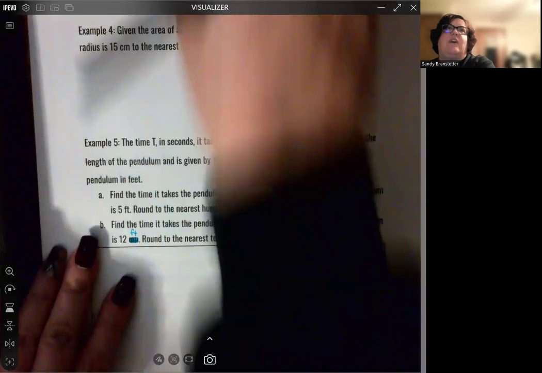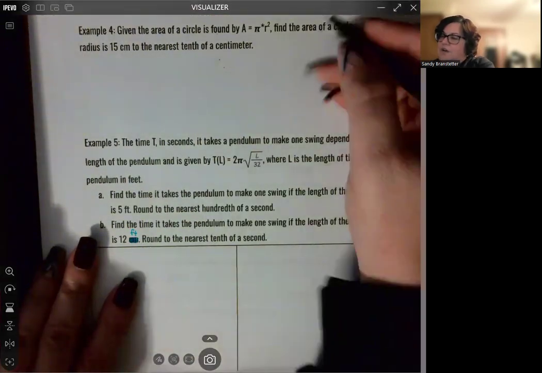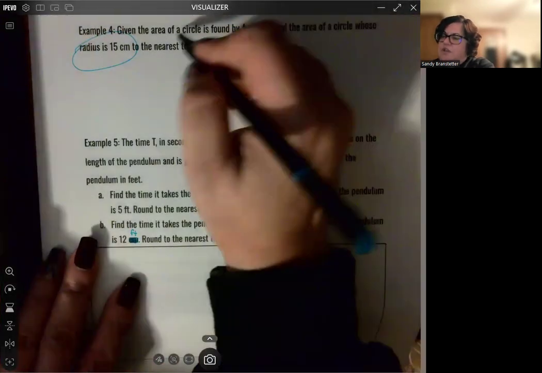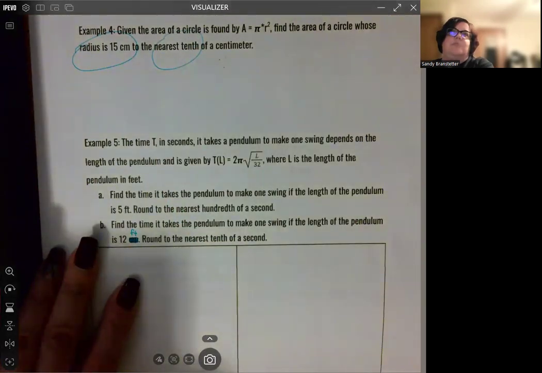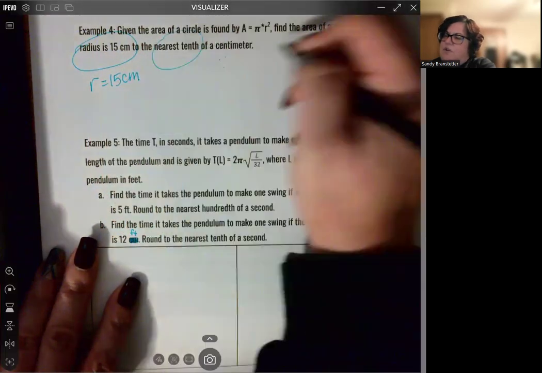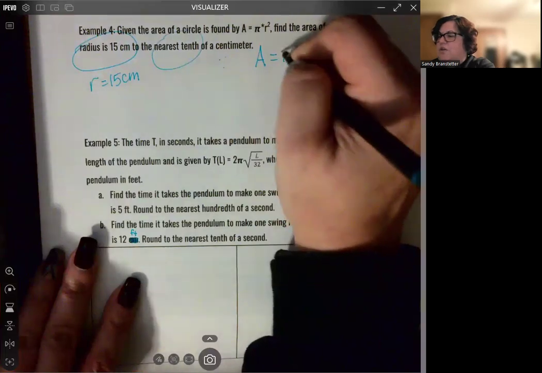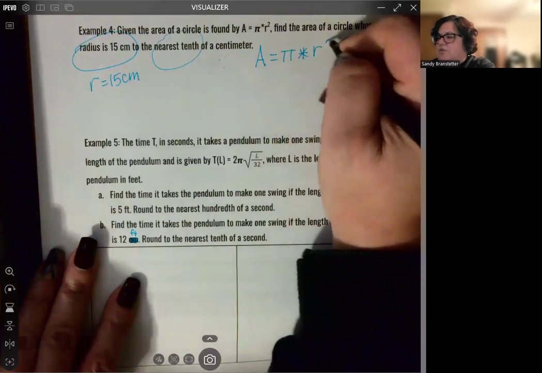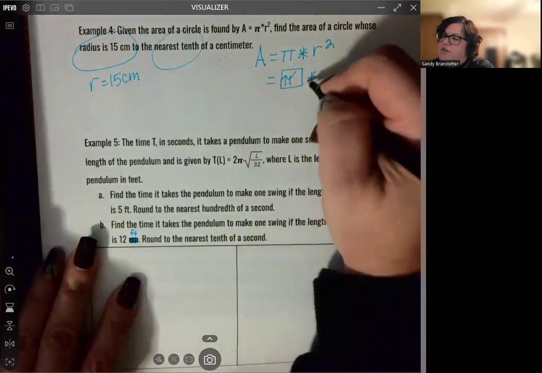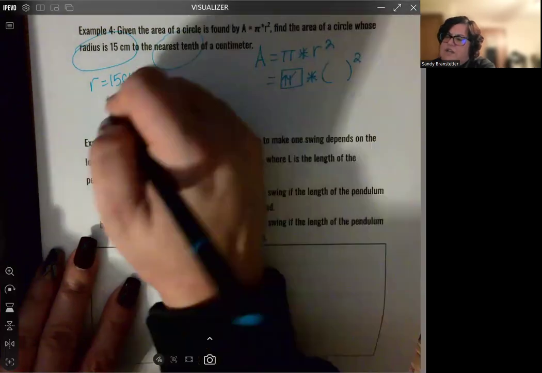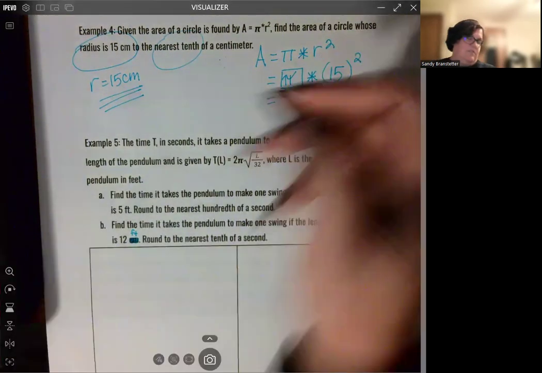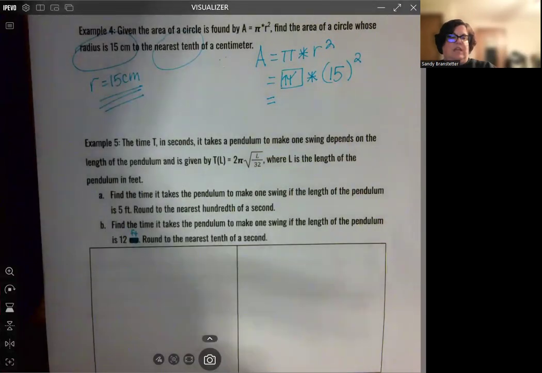Given that the area of a circle is found by pi r squared, find the area of a circle whose radius is 15 centimeters to the nearest tenth of a centimeter. So we are given the radius is 15 centimeters. We have our formula here, pi times r squared. Again, we're going to use the pi button on our calculator. And then our radius that we are given is 15. So grab that calculator and do this with me.